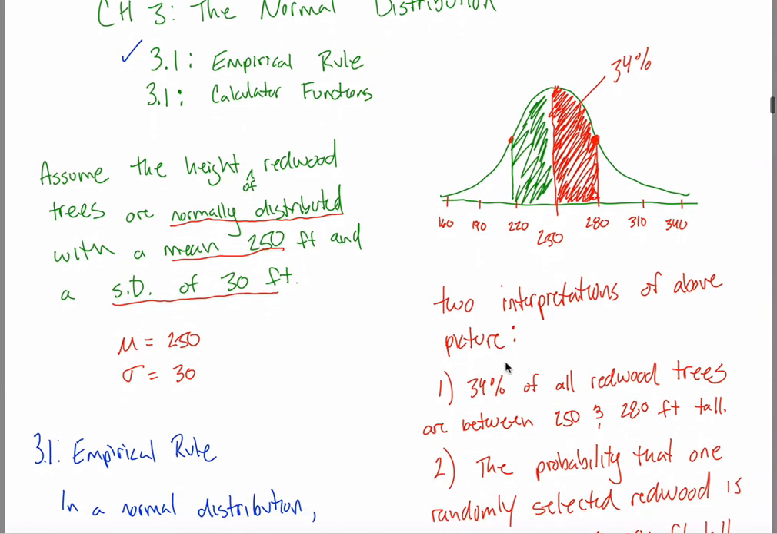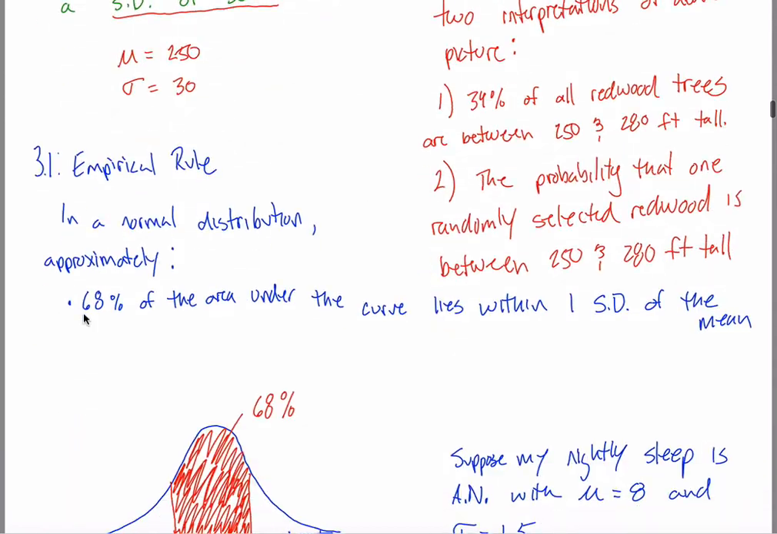This area in green does not represent trees that are between 250 and 280 feet tall. It represents trees that are 220 to 250 feet tall. So if the question was what percentage of trees are between 250 and 280 feet, you would not want the green part, you'd only want the red part. But maybe you'd be able to recognize that red and green together is exactly 68%.